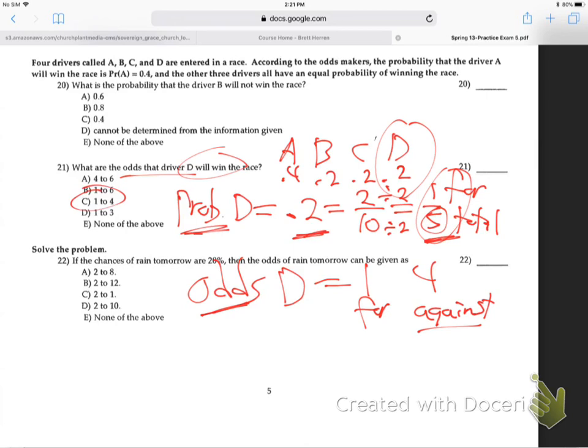Probability, just having your 3x5 card, probability is part over total. Odds is part and against. That's the only difference. Very similar. They start the same. Probability ends with total, always. Odds ends with against. Odds is like a debate, part and against.